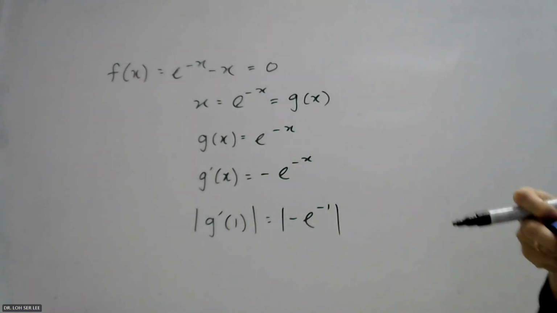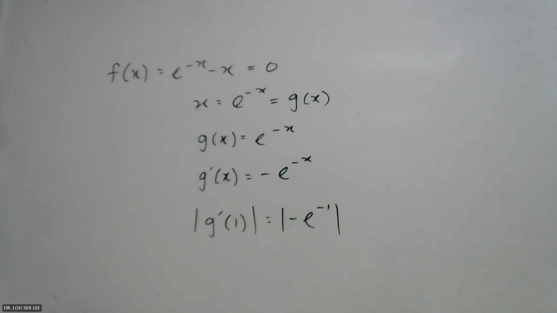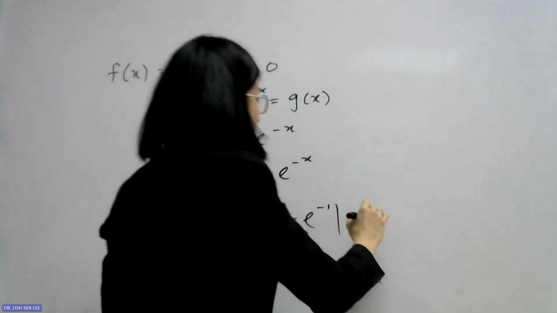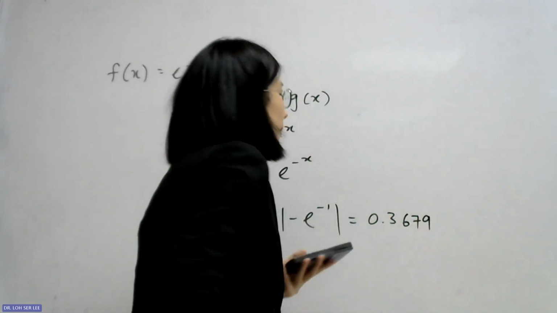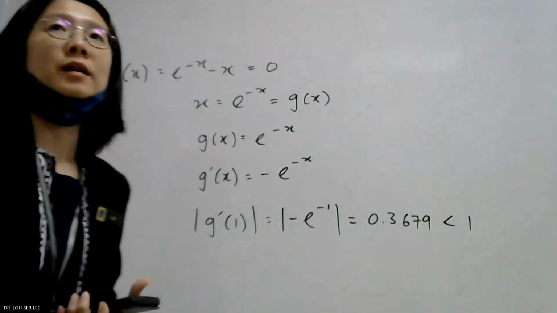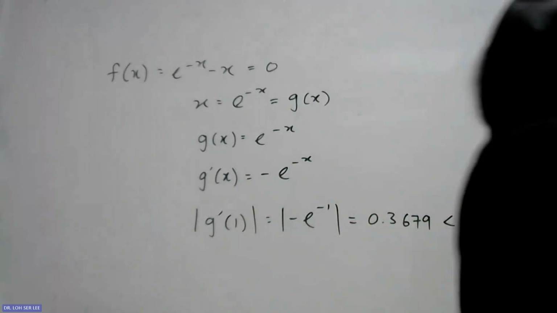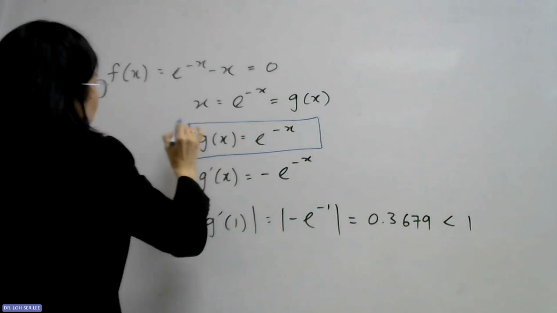Using the calculator, e to the power of negative 1, and we just take the magnitude. So what do you get? 0.3679. So this is less than 1. This means we can use this g(x) to get a solution.